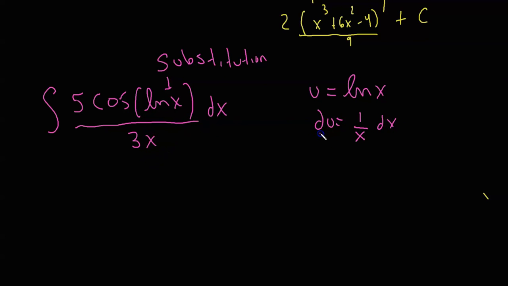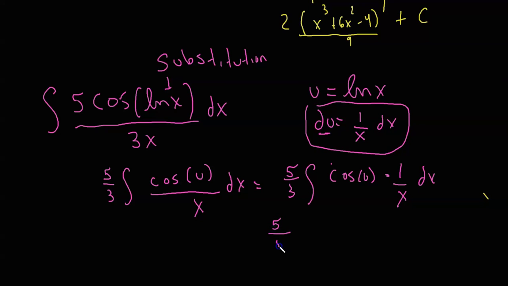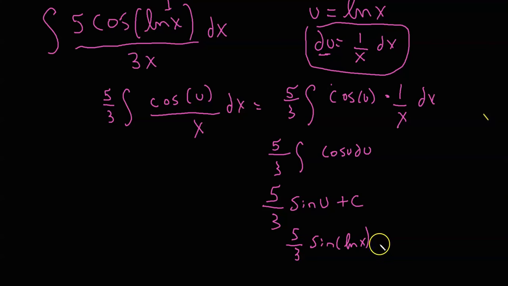And you could see that we have an x in the denominator here, so we can probably put this in that equation somewhere. So let's say I bring the 5 over 3 outside the integral as a property of integrals. I'll have cos of u over x dx, which is exactly the same as writing cos of u times 1 over x dx. And we have the 1 over x dx right here. So if I plug all that in, I get 5/3 integral cosine u du, and the integral of cosine is the most basic integral in the tables, so it would be 5 over 3 sine u plus the constant. So you put back in what we called u, sine of ln x plus c.